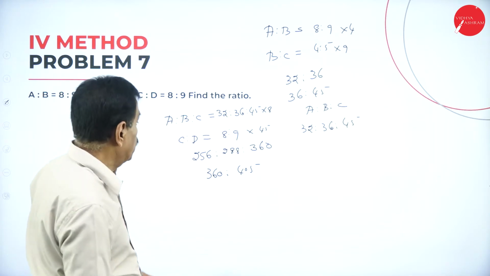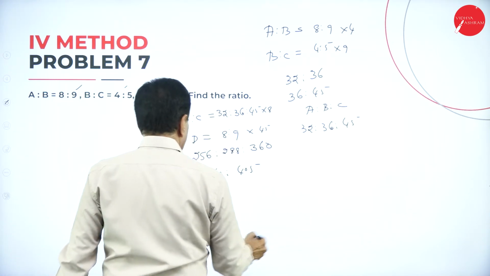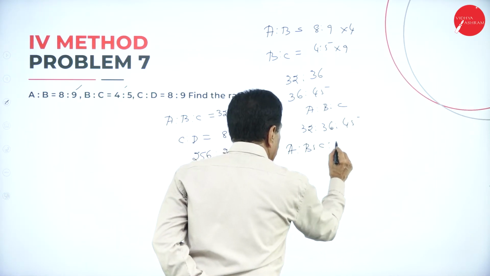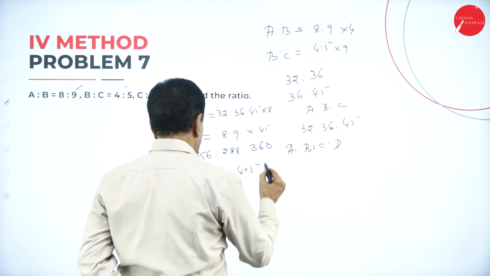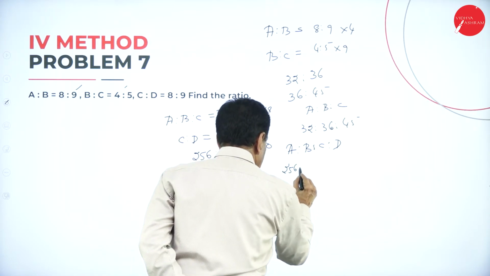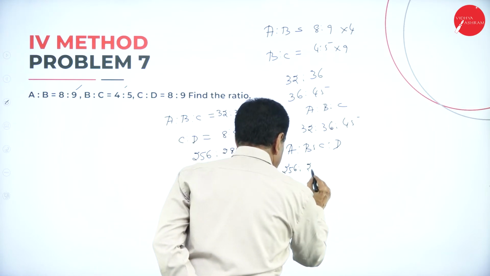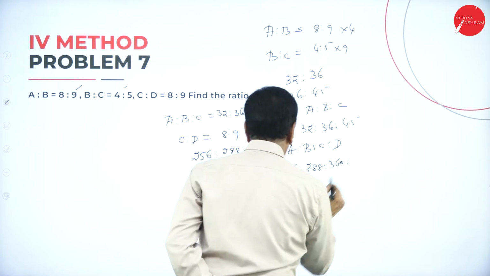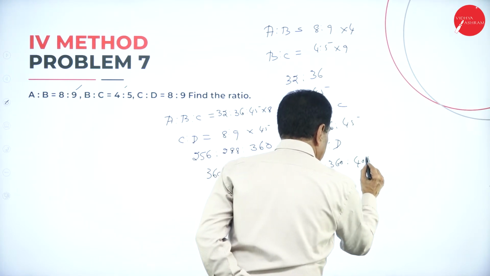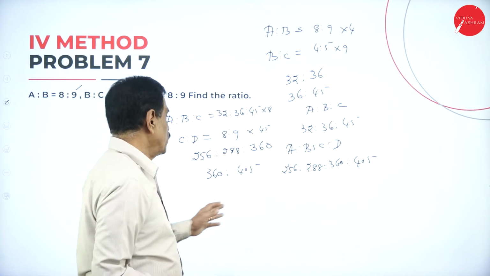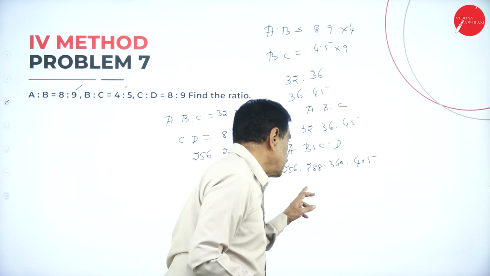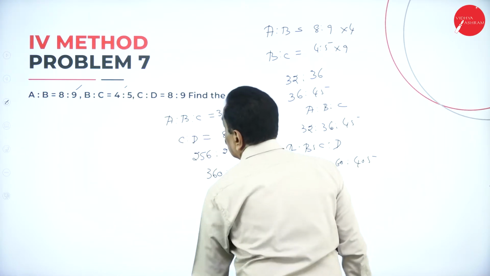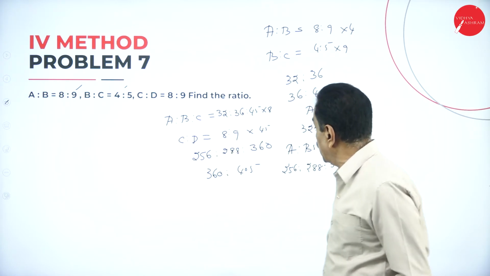C is common. So A is to B is to C is to D. What's your A? 256. What's your B? 288. What's your C? 360. What's your D? 405. So this is the ratio, because 6 is there, 5 is there, which is not divisible here. So we move on to the next one. Hope you understand this.